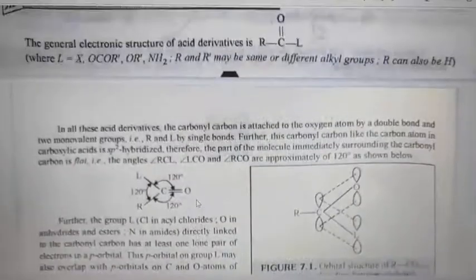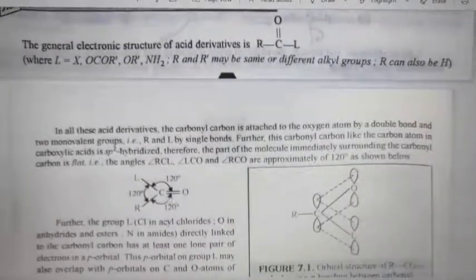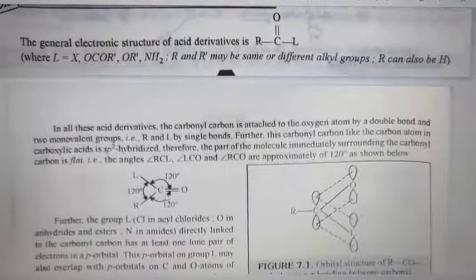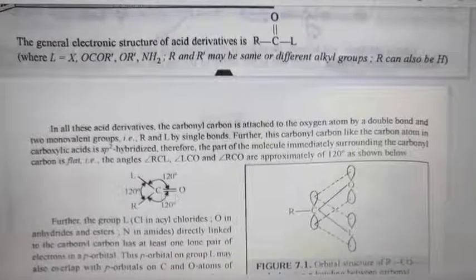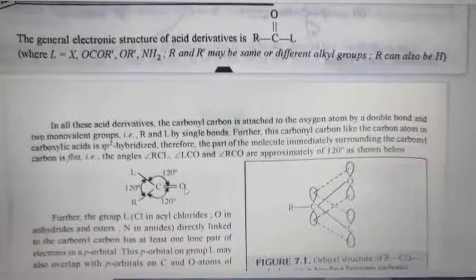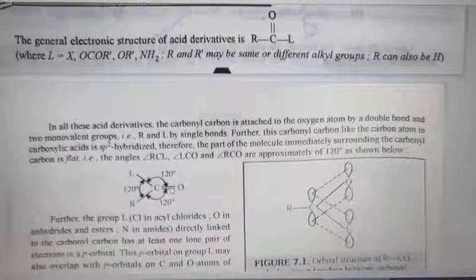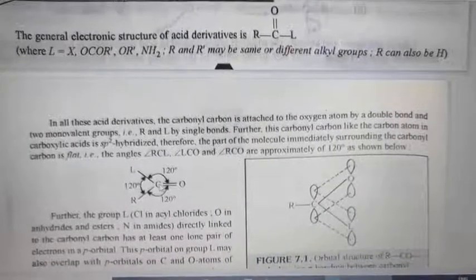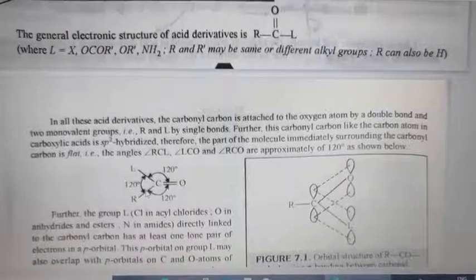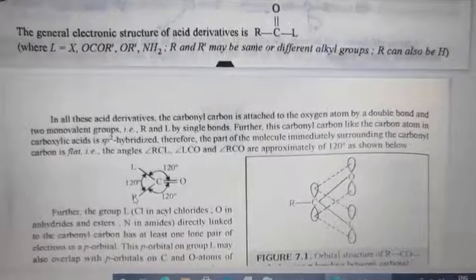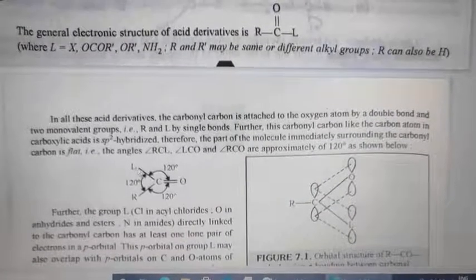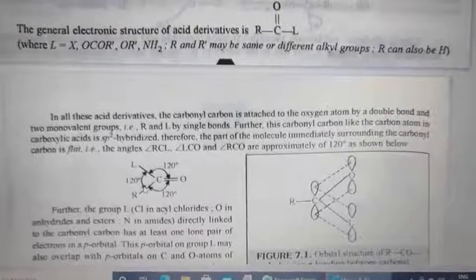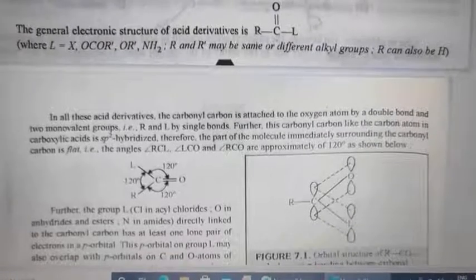In acid derivatives, there is an sp2 hybridized carbonyl carbon, which is doubly bonded to oxygen with one sigma bond and one pi bond, and it forms a single bond with two monovalent groups R and L, and the bond angle between these groups is approximately 120 degrees.